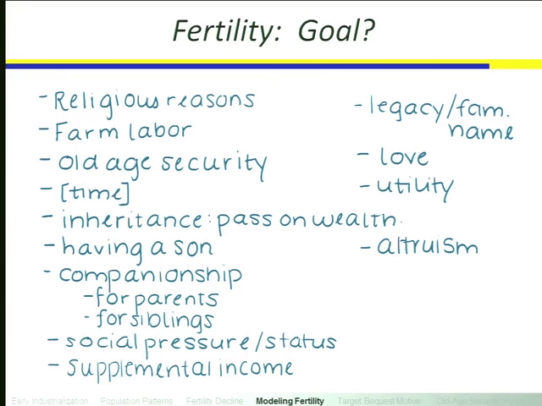So having a son turns out not to be a goal, but it's going to be one of those things that determines how many. Once people decide, yes, we're going to have children because we want children in order to fill in the blank, then having a son, if the goal is, yes, we got somebody to take over the farm, it has to be a son, you can't leave the farm to a daughter, then you're going to keep going until you have a son.